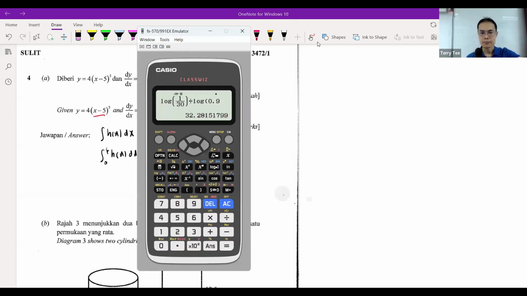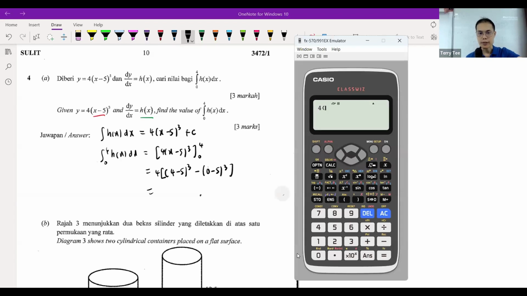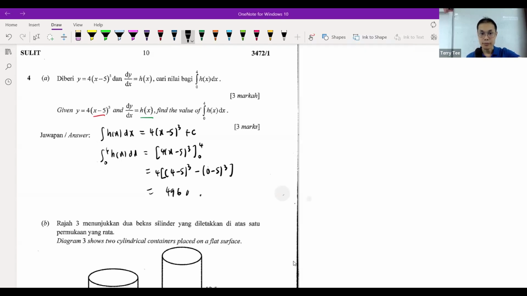This will be 4 bracket, 4 minus 5 is -1. So -1 cubed is still -1. Then you minus (-5) power 3, which is -125. My answer is 496. Okay, fairly simple. All right, that's for part A. Now, moving on to part B.